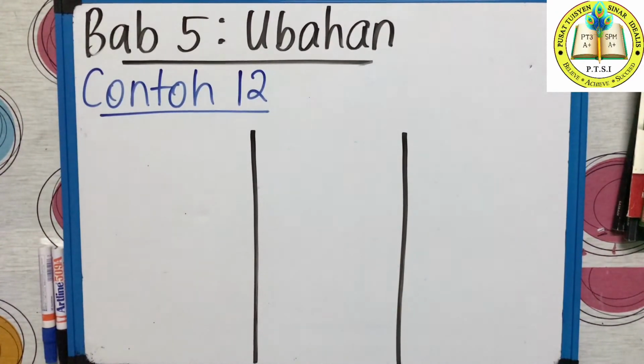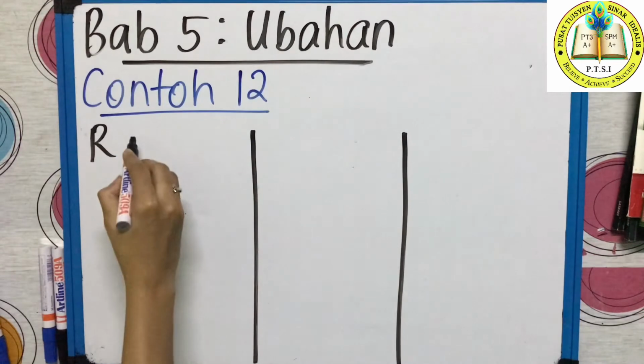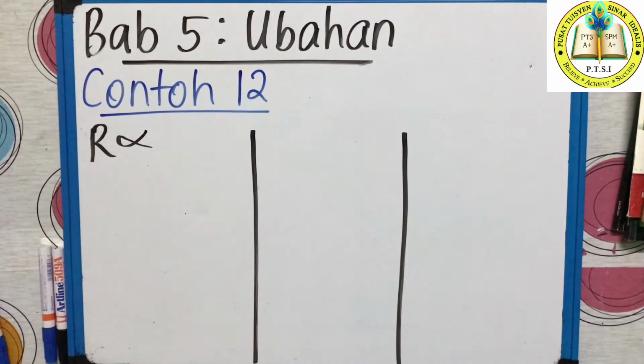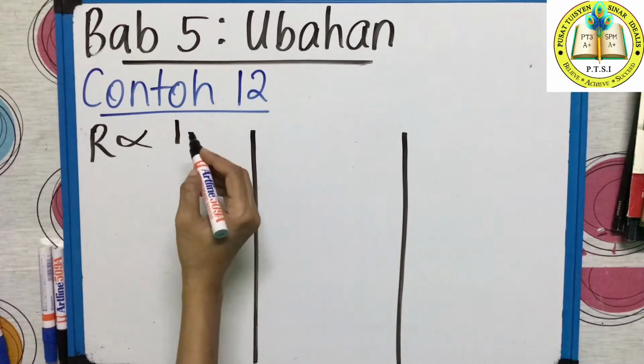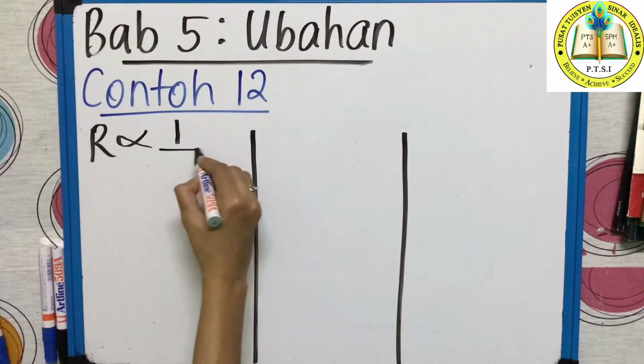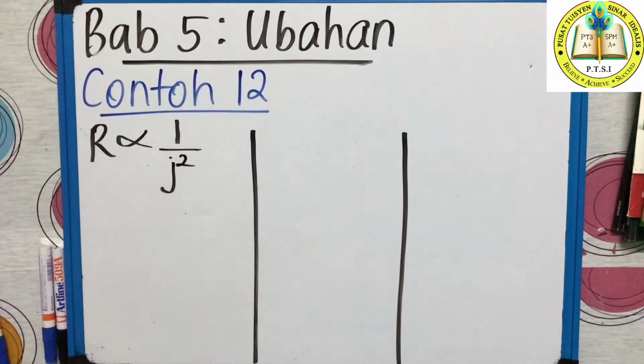Rintangan elektrik R. So, you just take the symbol. So, symbol tu adalah R. So, teacher put R. Berubah secara songsang. So, teacher put this. Berubah. Because it's a ubahan symbol. Berubah secara songsang dengan kuasa 2 jejari. Kuasa 2 jejari means J kuasa 2, right? So, when they say songsang, you must put 1 over J kuasa 2.